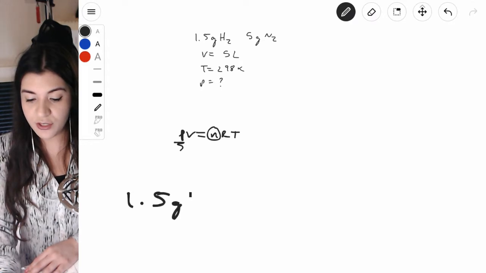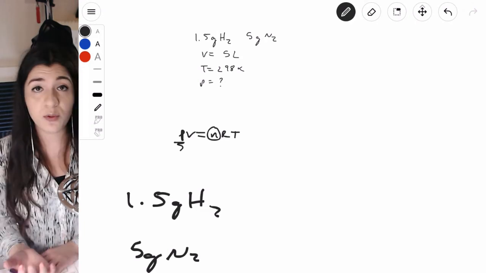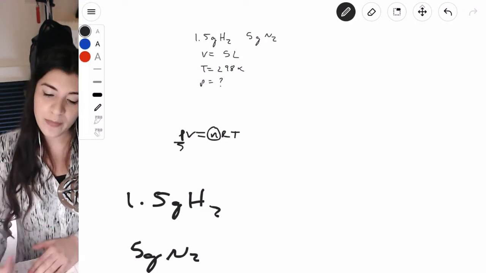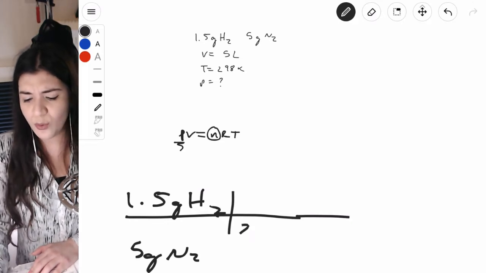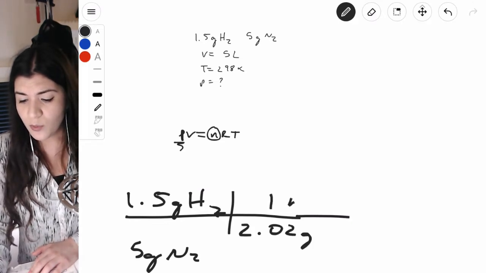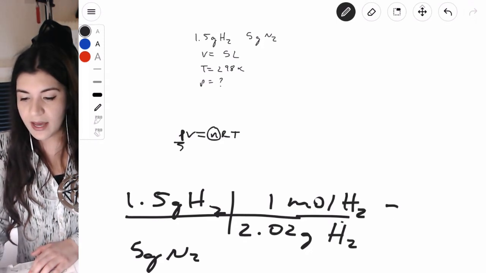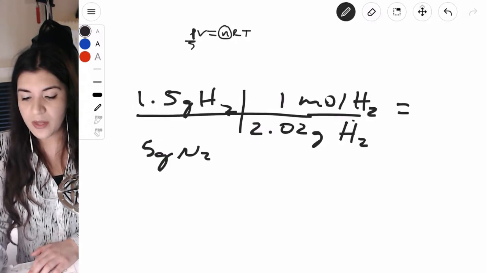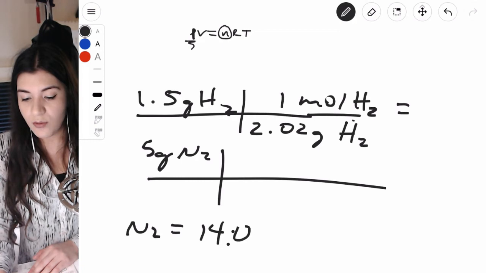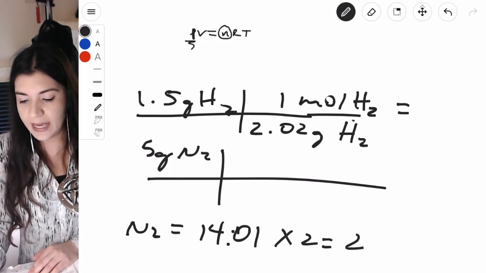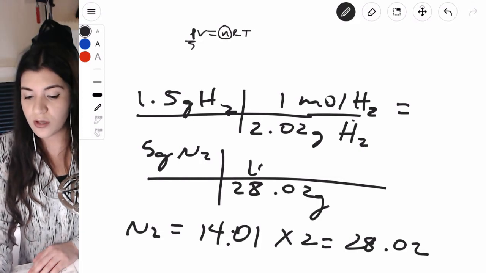So 1.5 grams of H2 as well as 5 grams of N2. After we do that, we'll add them together. That'll give us the total moles of the mixture. So I'll divide everything. Our molar mass for H2 would have been 2.02, and 1 mole on top, that's of H2. Then I'll do the same thing for the other. For N2 it would have been 14.01 times 2, which is 28.02, and I'll put that on the bottom and convert to moles.